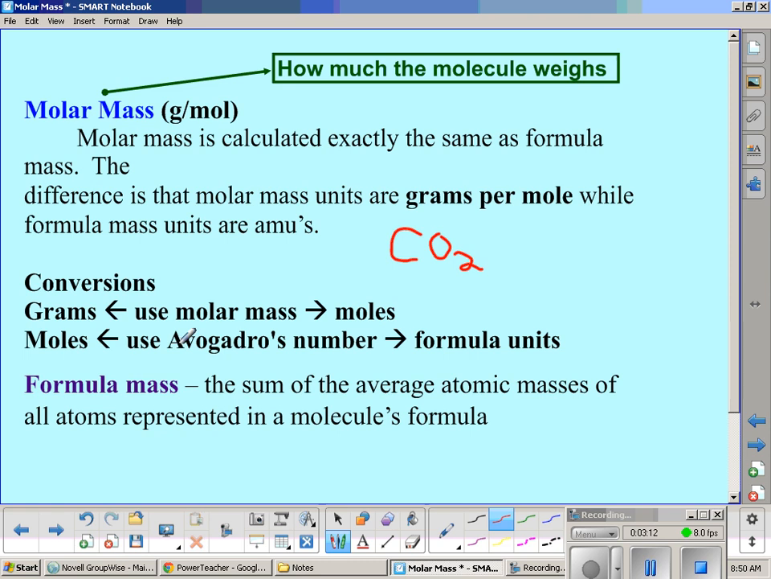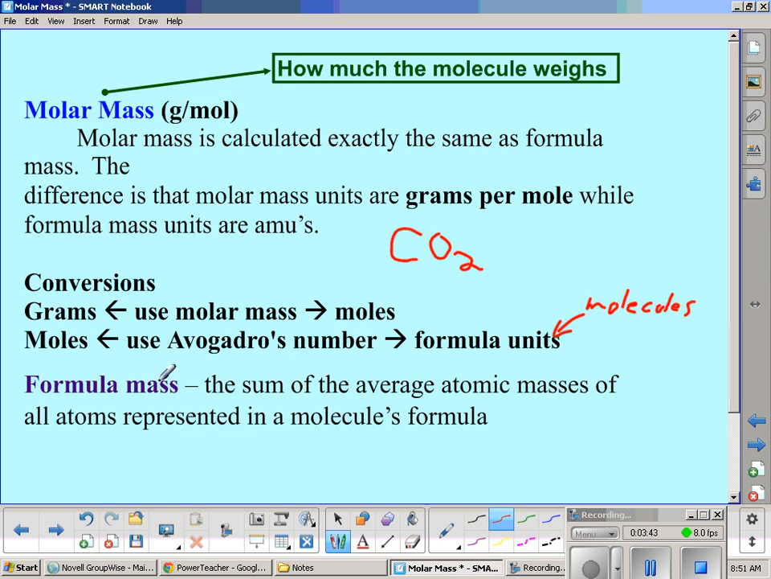And our conversions pretty much go the same. We go from grams to moles, using molar mass this time instead of atomic mass. And if we wanted to go from moles to formula units or molecules, which is the same as molecules, we could use Avogadro's number to do that, just like we did with the other equations.